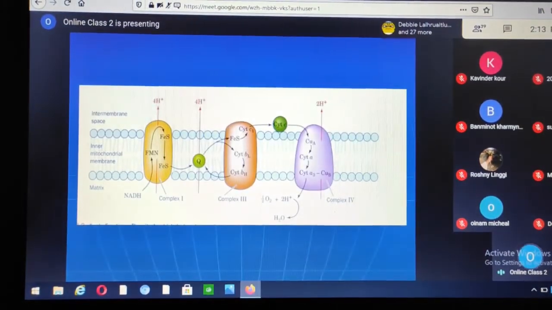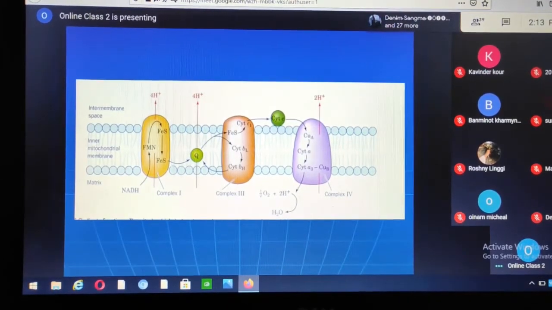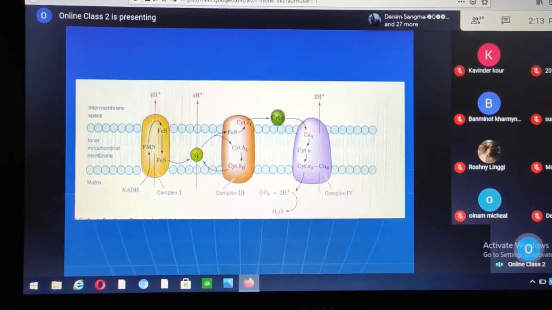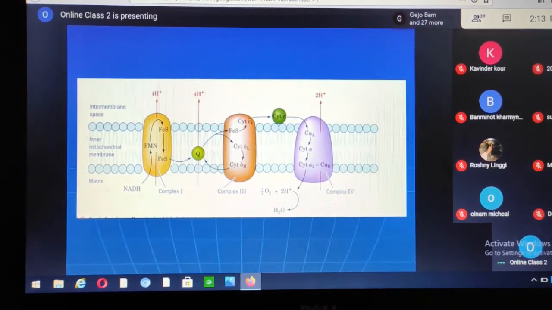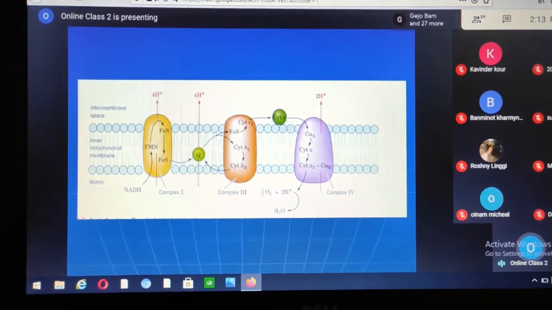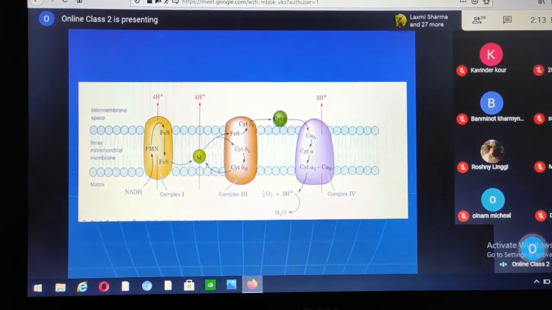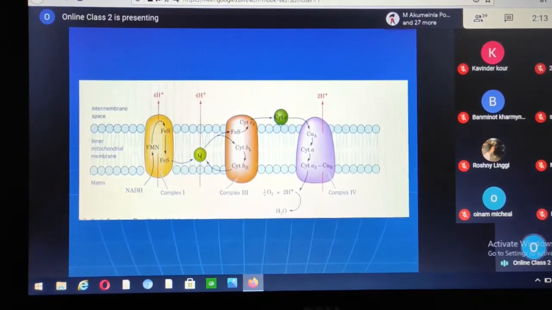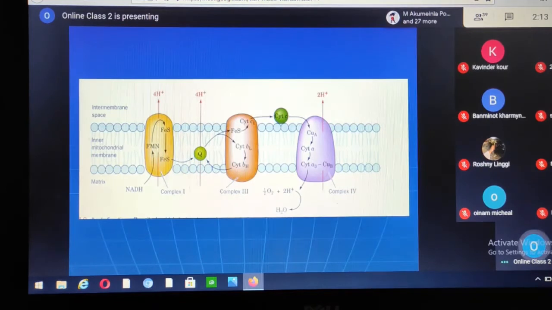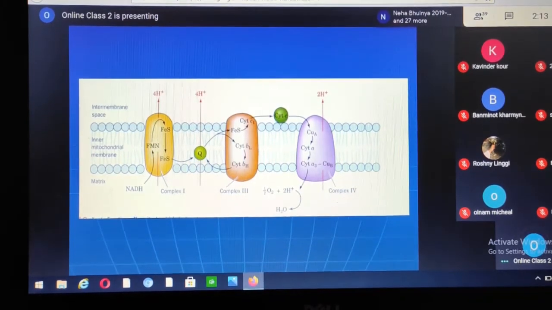when a pair of electrons from the reduced coenzyme passes through complex 1, it results in the transporting of 4 protons from the matrix to the intermembrane space. So when the electrons move from the reduced coenzyme to coenzyme Q through complex 1, 4 protons are pumped out from the matrix to the intermembrane space. So this is one.